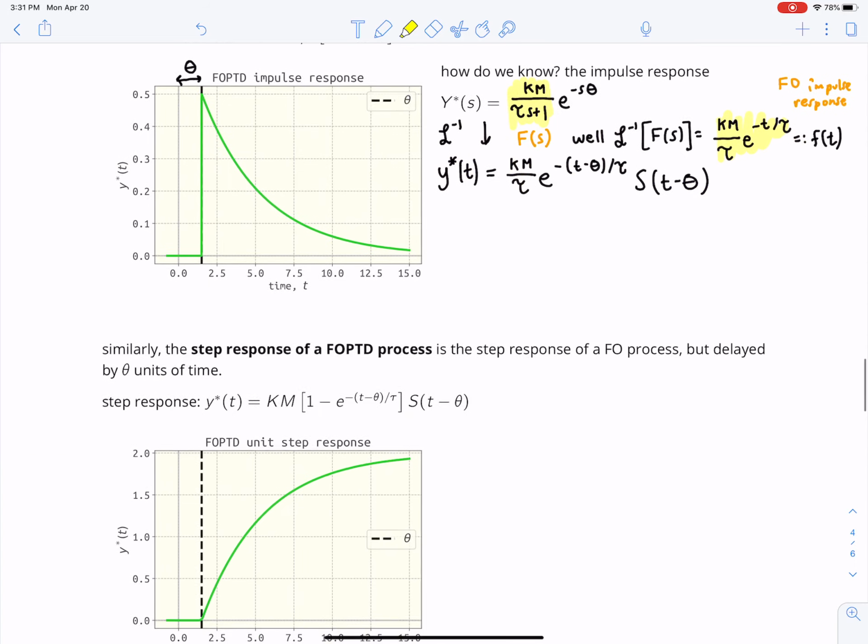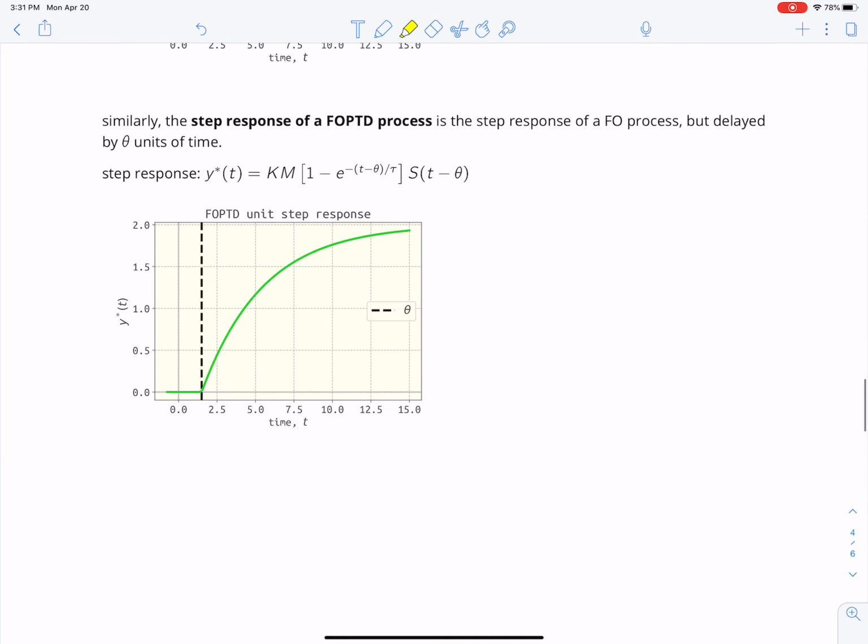Okay, and so similarly, the step response of a first order plus time delay process is a step response of a first order process, but delayed by theta units of time. So again, here we are. This is theta, and this is the exact same shape as a first order step response. Exactly the same thing. It's just shifted to the right. It's delayed by theta units of time.